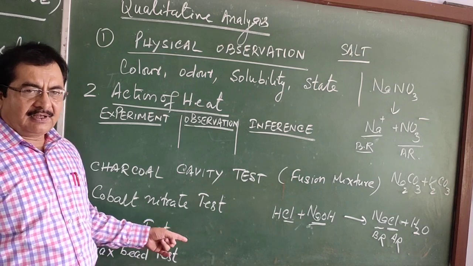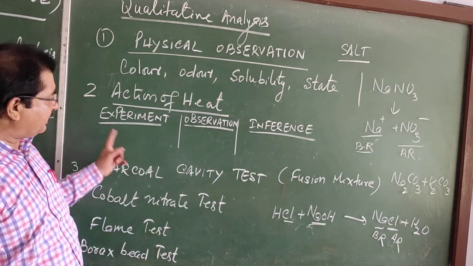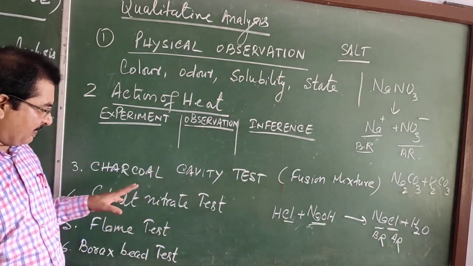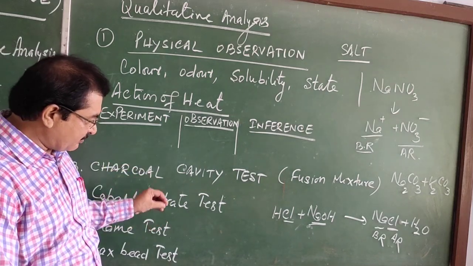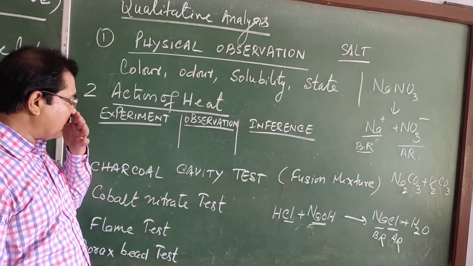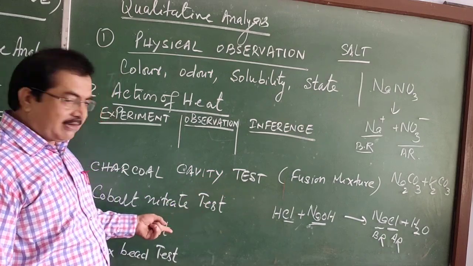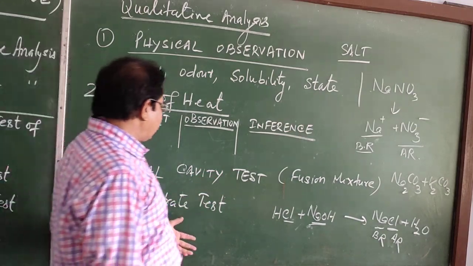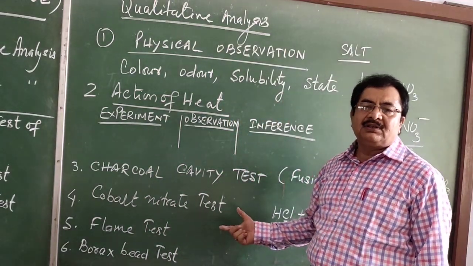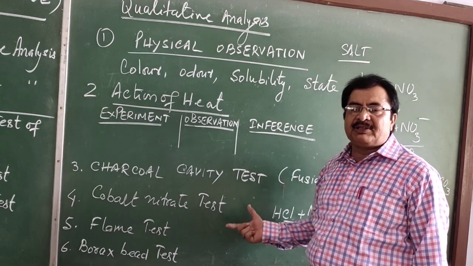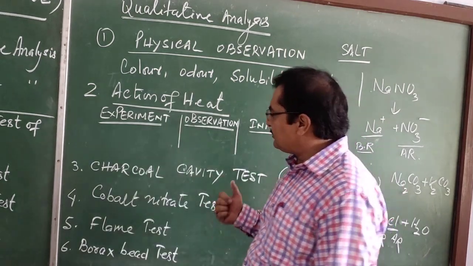The flame test we perform with the help of a platinum wire, and this flame test also we do in tabular form: experiment, observation, inference. Flame test, just I will show you. First of all, for the flame test we make a paste of the salt with conc HCl, then put it on the tip of the platinum wire and put it into the Bunsen flame. Finally we note the color of the flame, write it in the observation column, and through the chart find out which basic radical it has, because from the flame test you won't get any anion, you will get the cation, that is the basic radical.